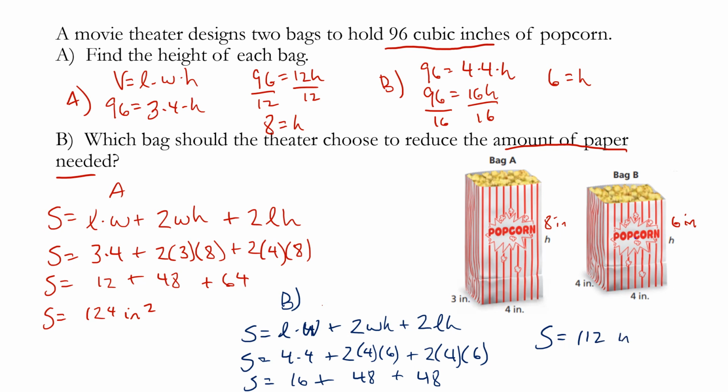inches squared of paper. So now if I want to know which bag the theater should choose, I would choose bag B, because it uses less paper.